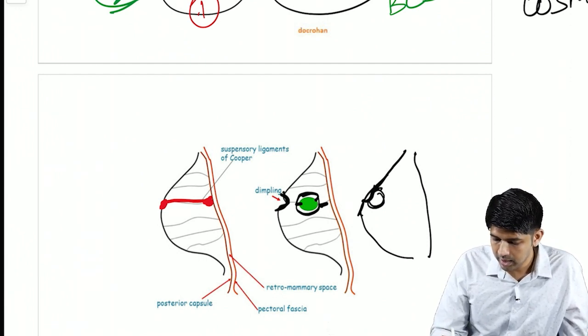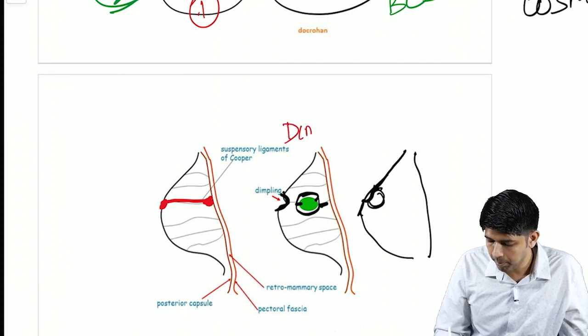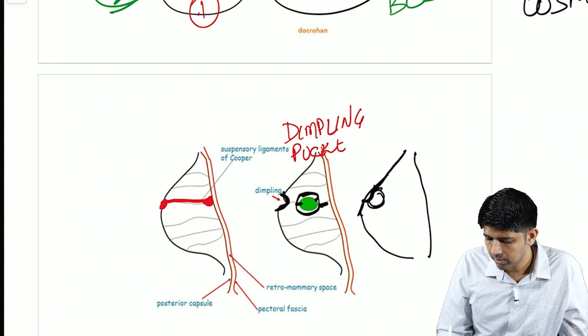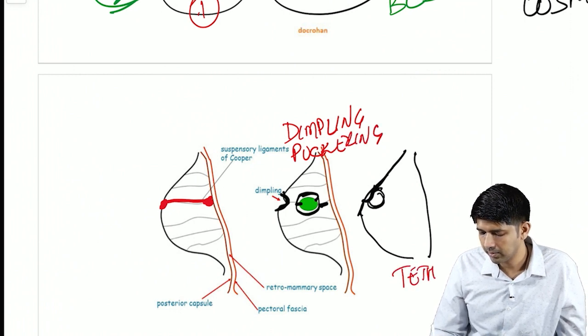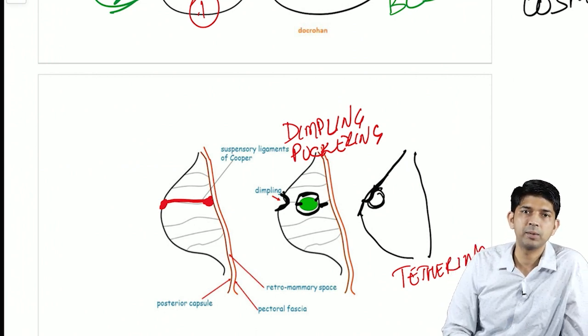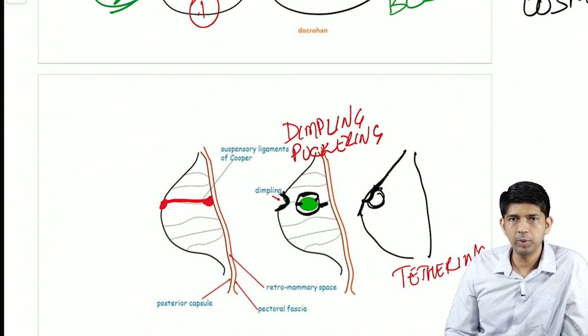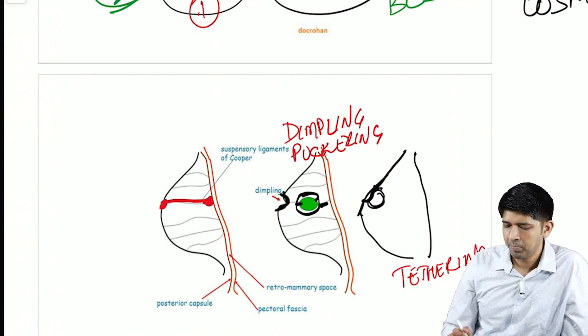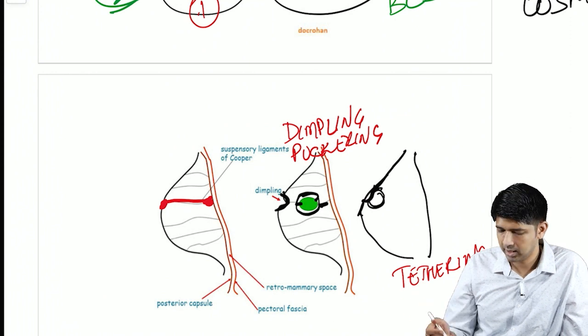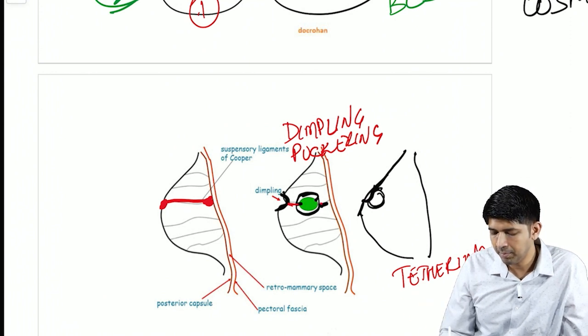So this is what we call dimpling or puckering, and this is called tethering. Tethering is a frank involvement of the skin. Now, how do you differentiate the two? Because clinically both the areas there is a sort of hollow area with a dimple there. The best way is to relax the breast. Now, why is this dimpling happening?